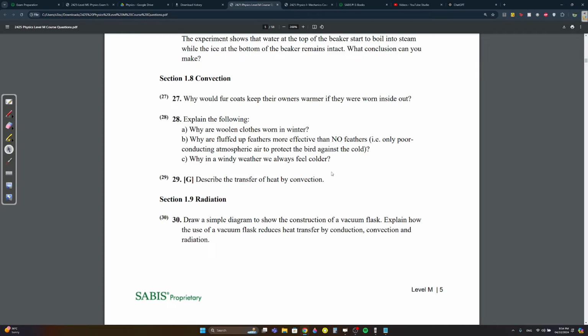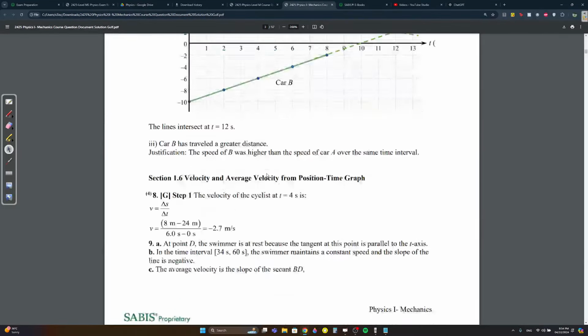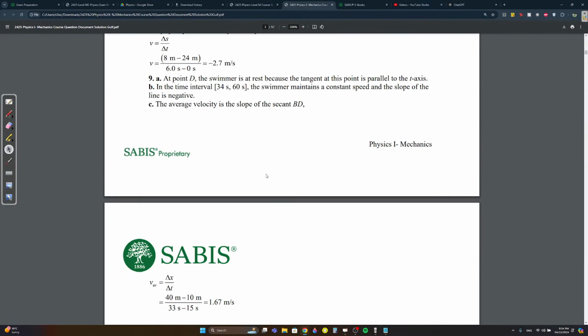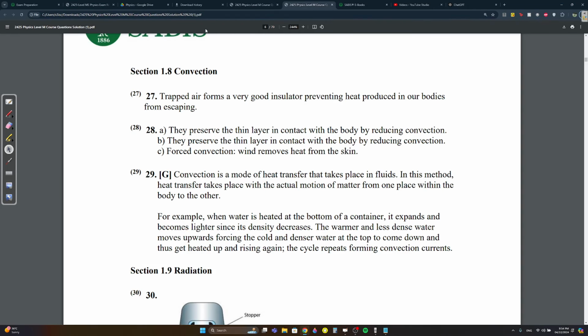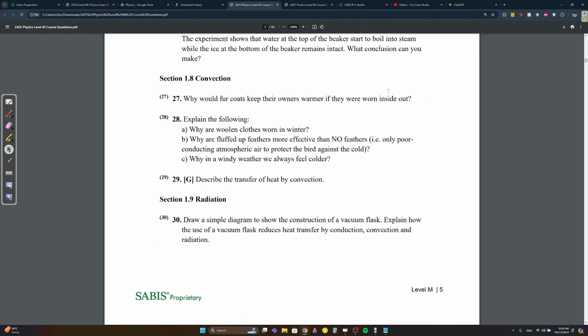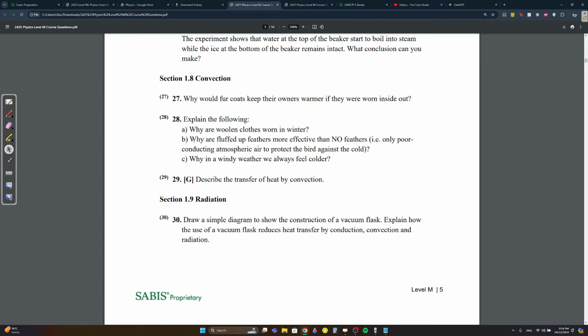Anyway, why would fur coats keep their owners warm if they were worn inside out? Open mechanics. Basically, if you wear the coat inside out, trapped air forms, a very good insulator. So it will cause air bubbles, and when you have air, it's a very good insulator that prevents heat from escaping, right?